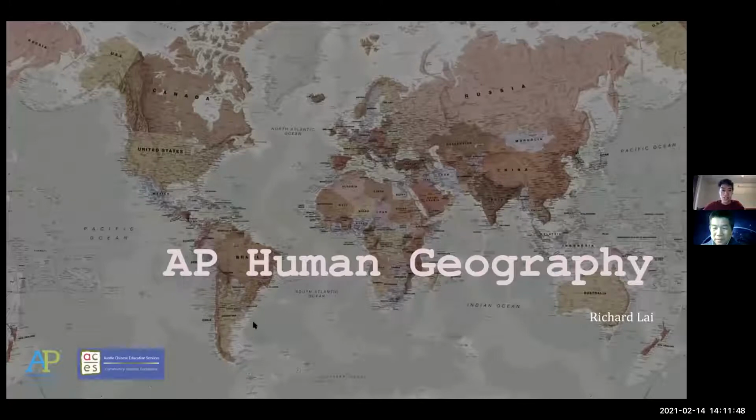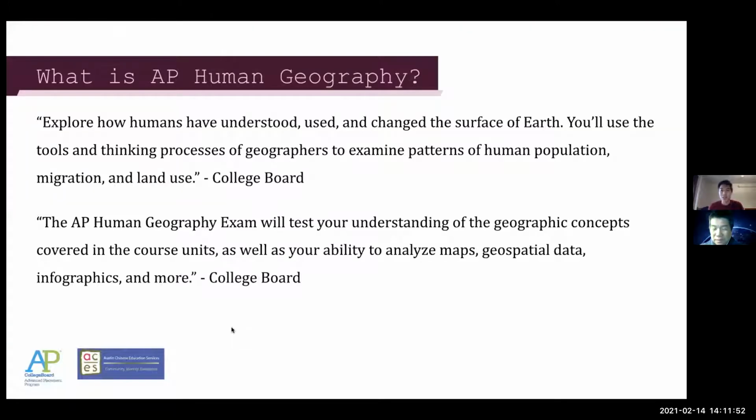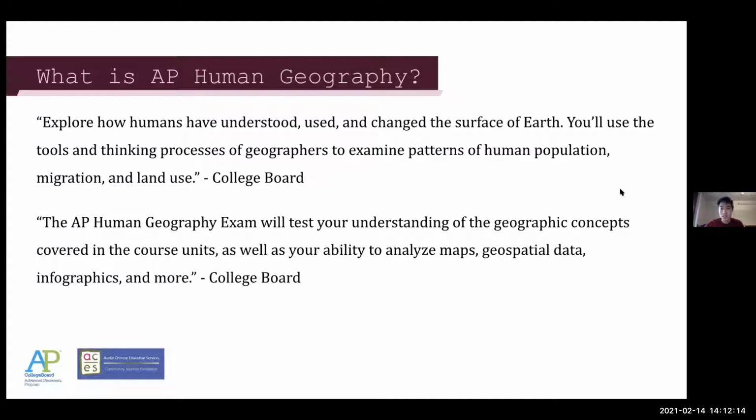This is AP Human Geography, and what is AP Human Geography? A lot of people think of geography and maybe they just think it's memorizing the location of places or looking at landmarks or cities or countries. That is not really what AP Human Geography is about. Instead, human geography is more about how, as this quote from College Board says, humans have understood, used, and changed the surface of the earth.